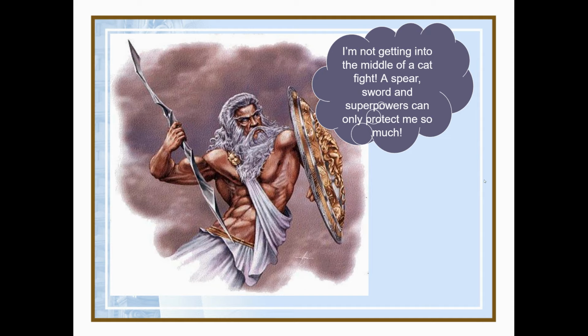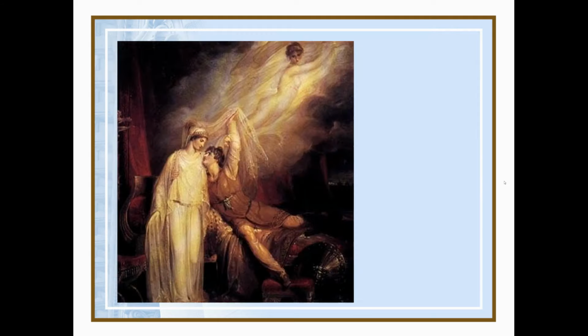So Zeus decides he's not getting in the middle of this kind of cat fight, and he bestows the power to choose upon a young man named Paris. Supposedly, according to the story, each of the goddesses tries to woo Paris by promising him something really powerful. Athena promises him all the wisdom in the world. Hera promises him power. And Aphrodite promises him the love of the most beautiful woman in the world.